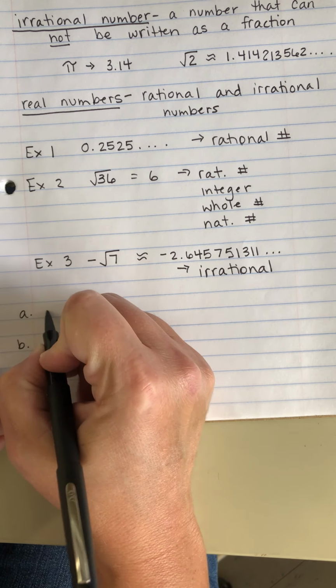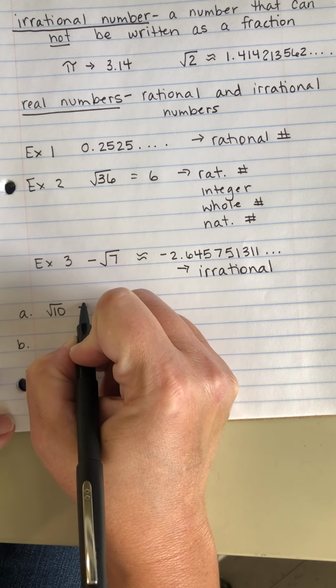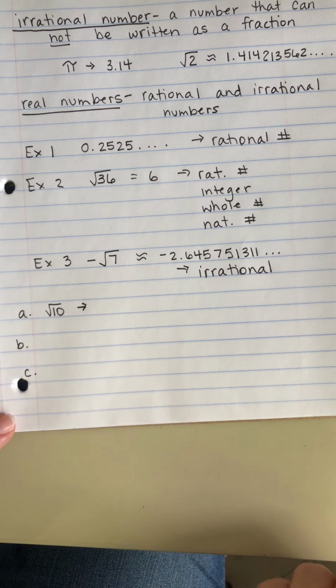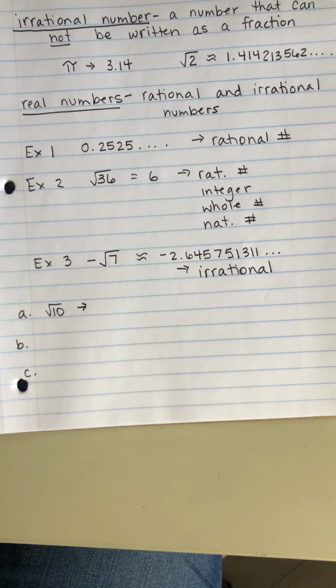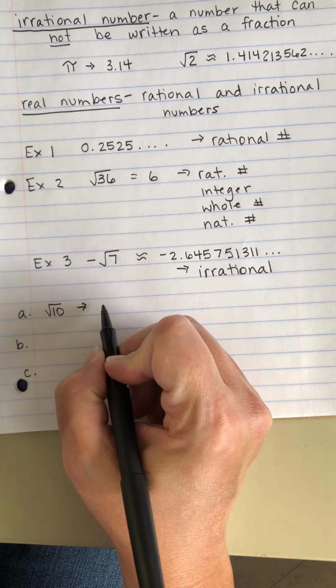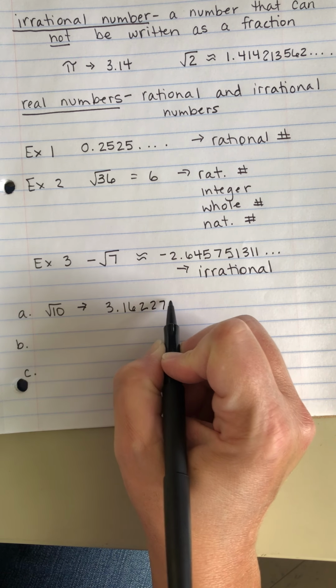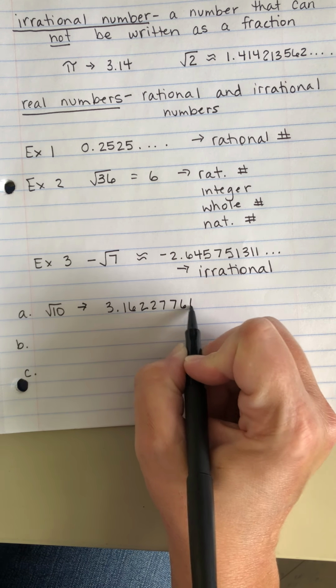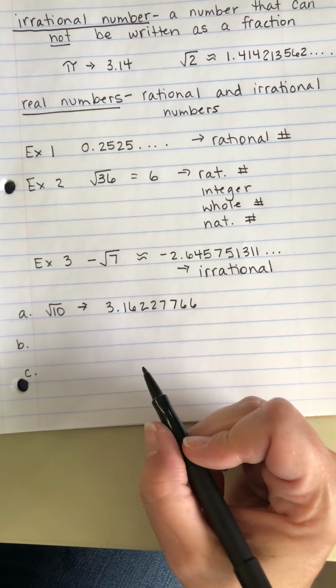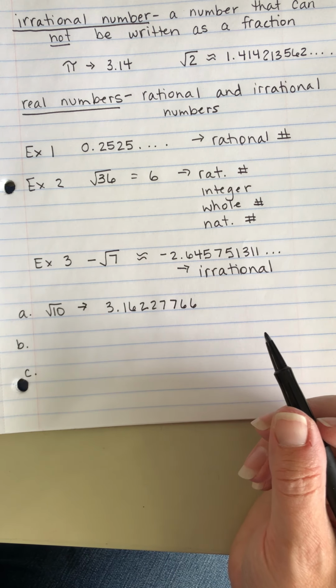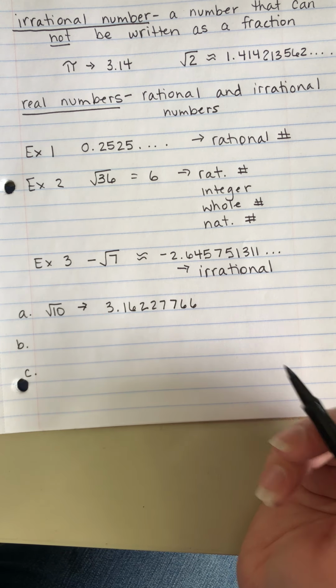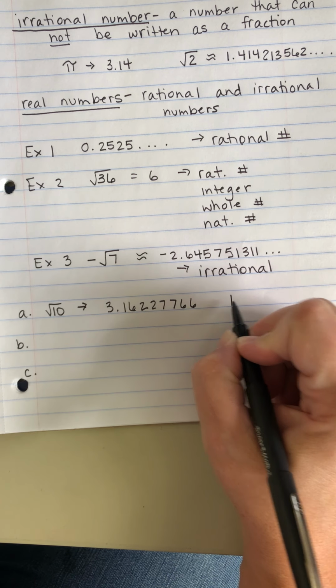Okay, A, the square root of 10. Well, 10 is not a perfect square. If I type it into my calculator, I get 3.162277766. So I'm thinking I don't see a pattern there, and it doesn't end. Irrational.